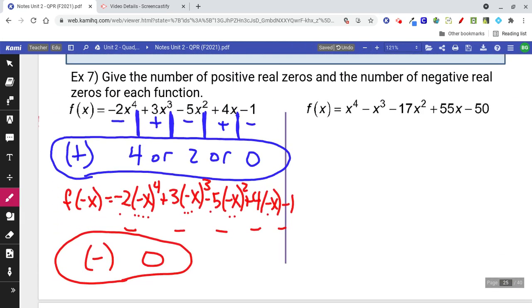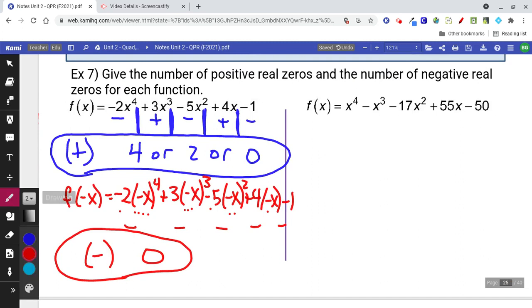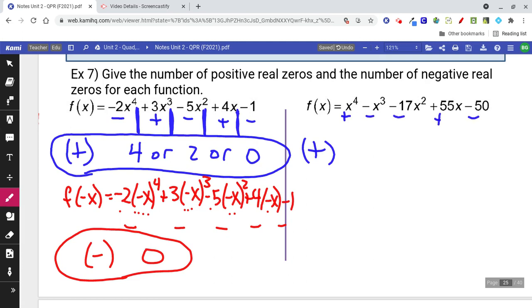That's why we're going to do another example here. Let's try this next one. So for positive real zeros, all we have to do is look at the original. Look at f of x. This is a positive coefficient, negative, negative, positive, negative. So sign change, sign change, sign change. There are 3 or 1. Remember, you take that number of sign changes, and then subtract 2, basically until you get down to 0 or negative. You got 3 or 1.